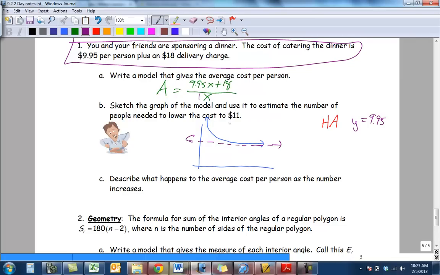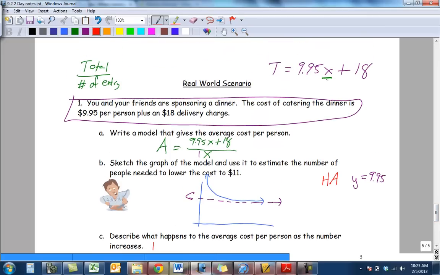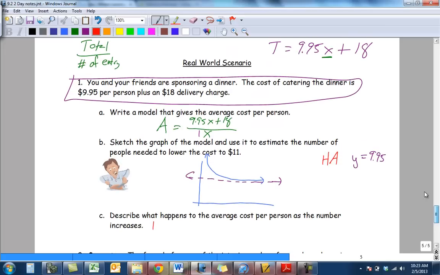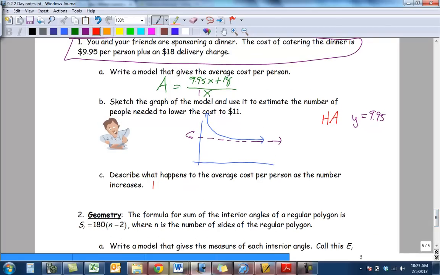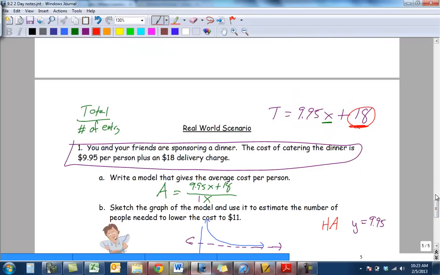What happens if one person comes? If one person comes, our total is $9.95 plus the catering charge of this 18 is our catering charge, right? So they have to pay the whole thing. They have to pay about $28. They got to pay $18 and then $10 for their meal.